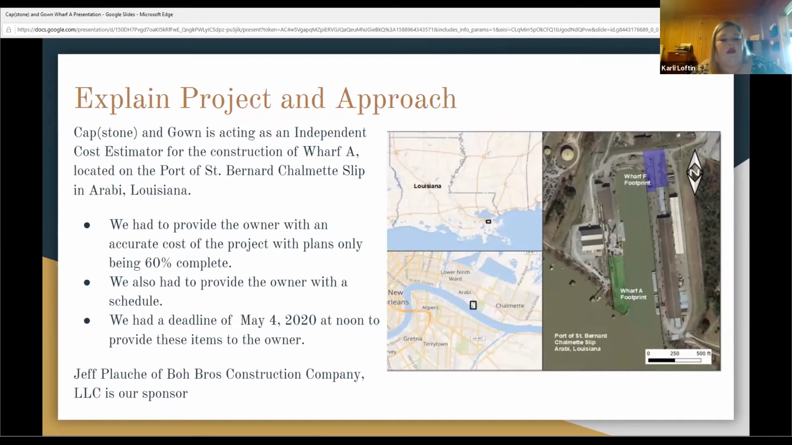Okay. Capstone and Gown is acting as an independent cost estimator for the construction of Wharf A, located on the Port of St. Bernard Chalmette Slip in Arabi, Louisiana. We had to provide the owner with an accurate cost of the project, with plans only being 60% complete. We also had to provide the owner with a schedule. We had a deadline of May 4th, 2020 at noon to provide these items to the owner. Jeff Cloche at Bow Brothers Construction Company, LLC is our sponsor.